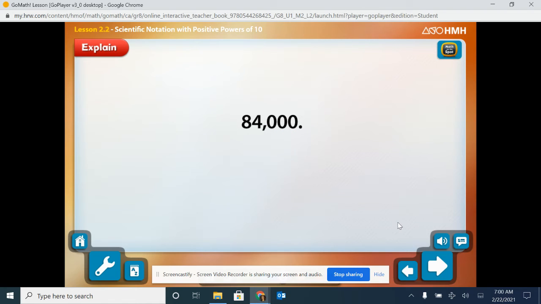Now express this number in scientific notation. Click to move the location of the decimal point to get a number that is greater than or equal to 1 and less than 10. So we're going to move it. It has to go right after the 8, okay? The decimal point moved 4 places.